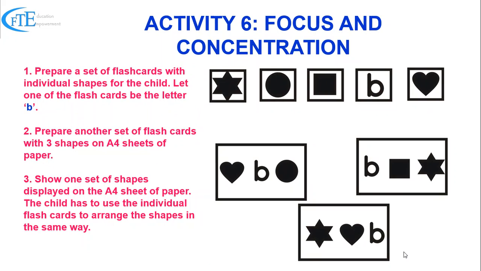Activity 6: Focus and concentration. 1. Prepare a set of flashcards with individual shapes for the child. Let one of the flashcards be the letter B. 2. Prepare another set of flashcards with 3 shapes on A4 sheets of paper. 3. Show one set of shapes displayed on the A4 sheet of paper. The child has to use the individual flashcards to arrange the shapes in the same way.